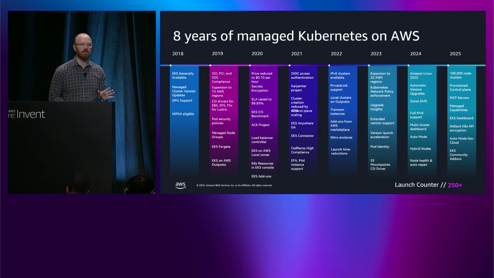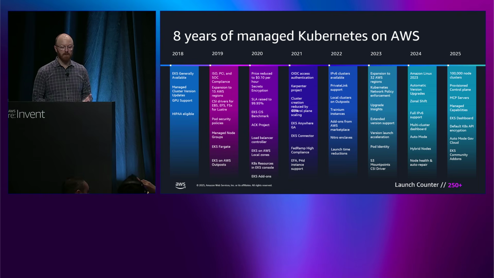With more than 250 launches over the last 8 years, from expanding into additional AWS regions, reducing pricing, introducing open source projects, et cetera, we've been very busy. We've even created brand new open source projects like Karpenter that powers Auto Mode, Kro, and ACK that have become industry standards.